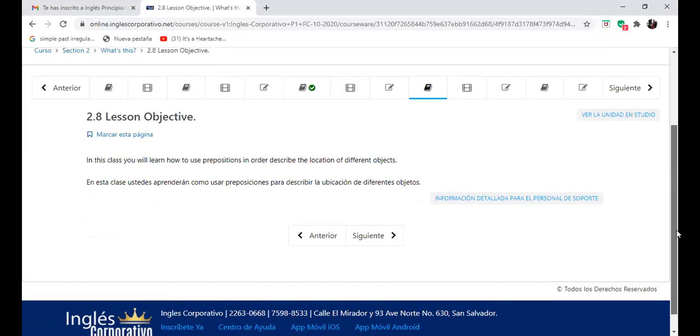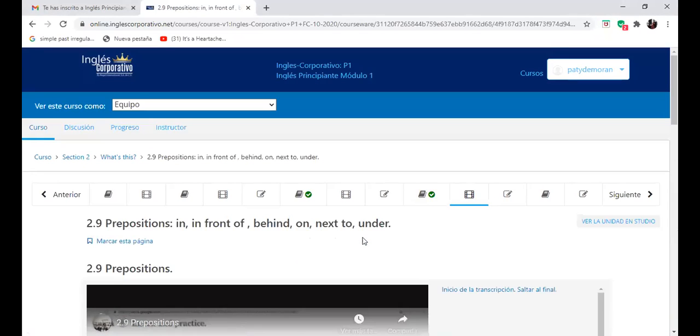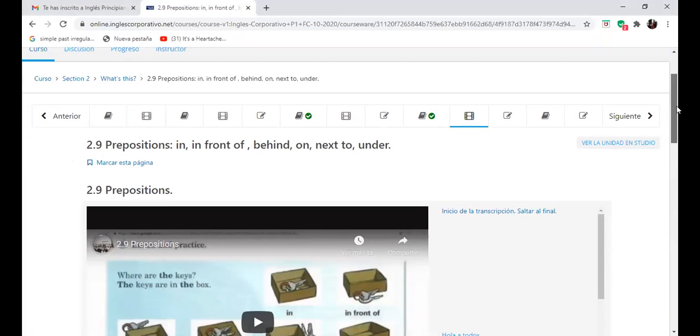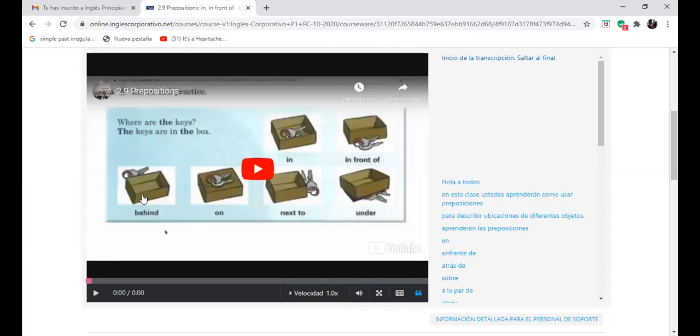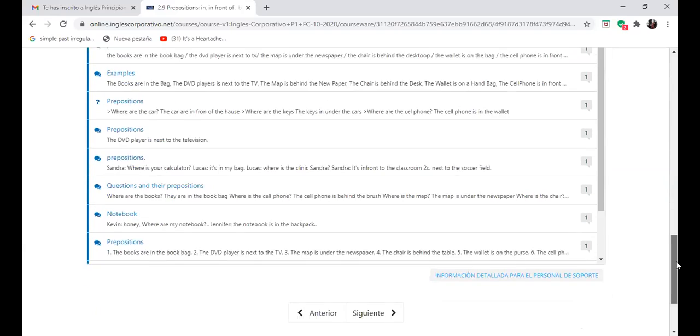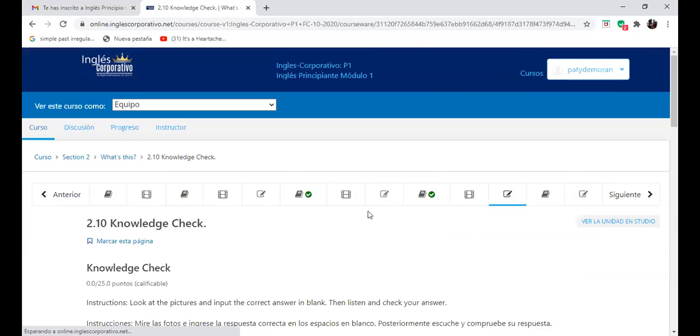So I would appreciate if you go to the platform and if you watch this video that specifically talks about the prepositions in front of, behind, on, next to, under. So here you have an example regarding a box and some keys, okay? So here the keys are behind the box, the keys are on the box, the keys are next to the box, the keys are in the box, the keys are in front of the box, and here the keys are under the box. So this video shows you the way the prepositions of place are used, and you can add your opinions in the forum.